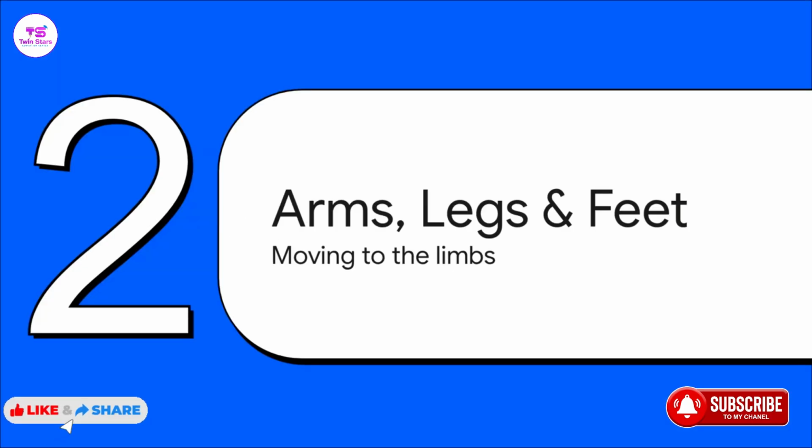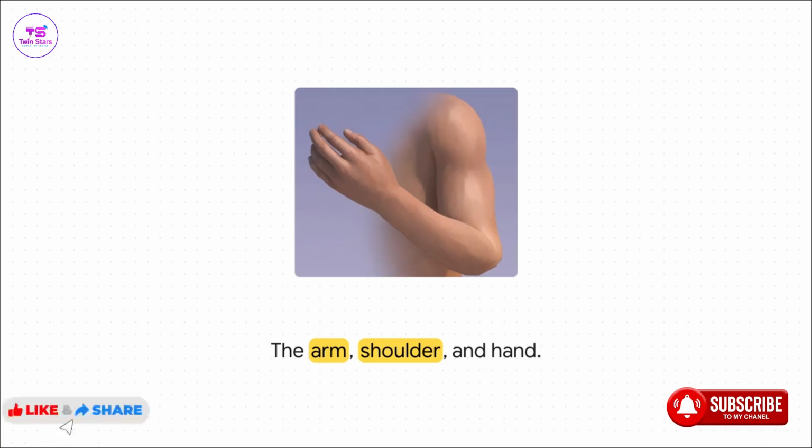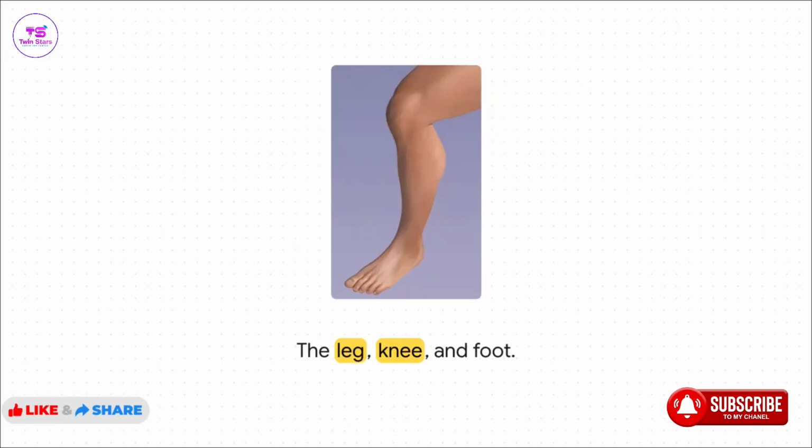Moving right along to Section 2, Arms, Legs, and Feet. Looking at our upper limbs, go ahead and look down at your own arm. Right at the top, we have the shoulder, connecting to the main part of the arm. Then we travel down to the hand, where we actually have a specialized vocabulary for our digits. You have exactly one thumb, and the rest, those are your fingers. Down to the lower half now, we've got the leg, which bends at a very special joint.